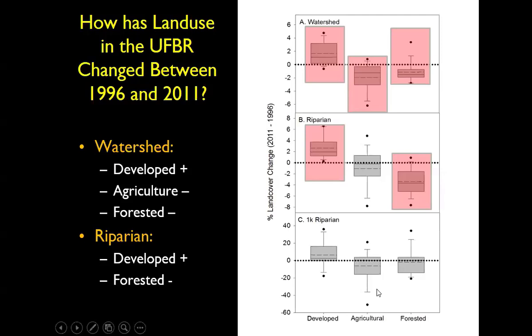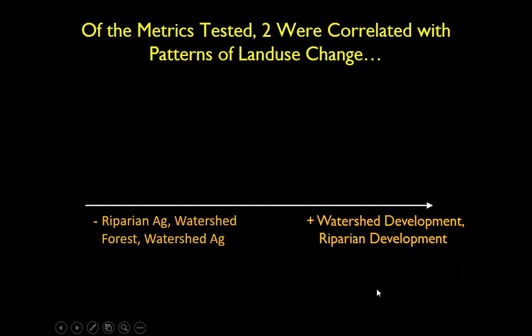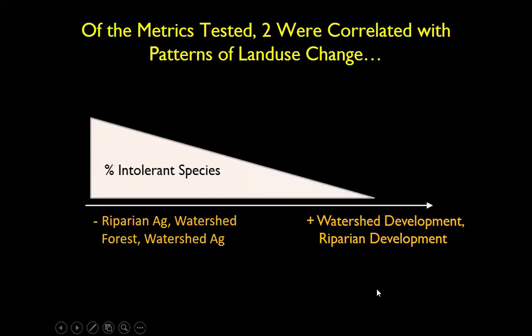So we did this and we saw that, yeah, land use is changing a little bit. And so we went back to these sites. This is French Broad River at Rosman. This is Big Laurel near Stackhouse, North Carolina. We went back, sampled the same way, and did the same things that Rashley did with the fish data. We looked at fish metrics that might have correlated with the land use change that we saw. Out of all the ones that she looked at, there were only 2 that were correlated. One was the percent of intolerant species.